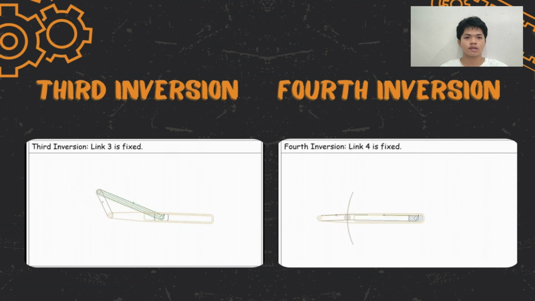The fourth inversion occurs when the slider or the link 4 is fixed in place. In this inversion, the crank or the link 1 rotates and drives the connecting rod, which is the link 2, which in turn causes the frame or the link 3 to oscillate around its pivot point. With the slider fixed, it acts as the stationary frame for the system.